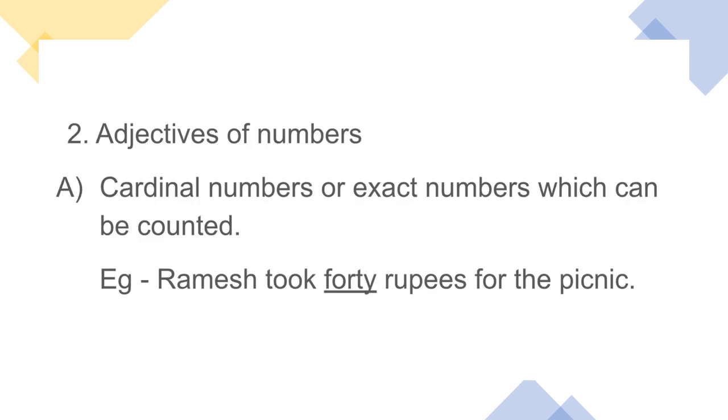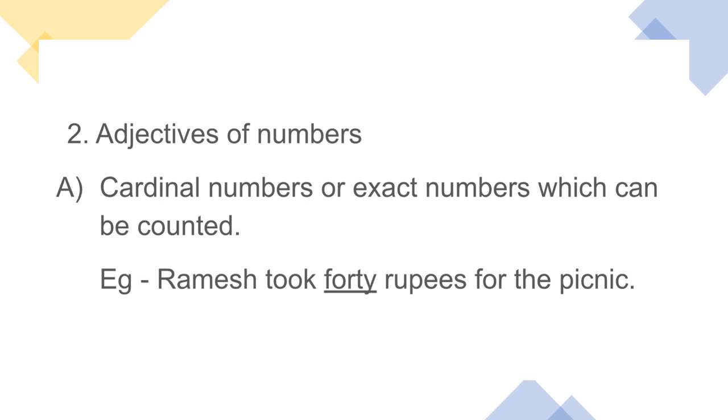In the next box, we have adjectives of numbers. There are four kinds. Let us deal with the first one, cardinal numbers. Cardinal numbers are exact numbers which can be counted. When we talk about cardinal numbers, they are numbers which you can count, from 100 to 1000, all those things. With that, let us look at the example.